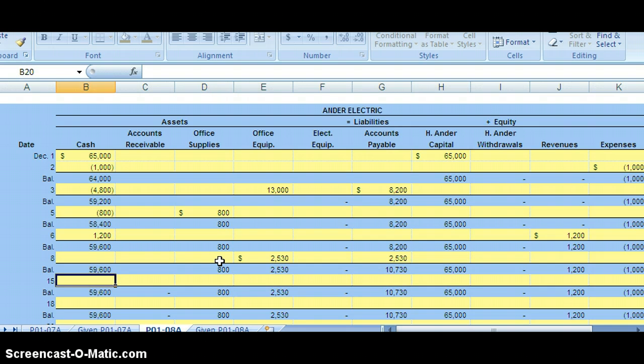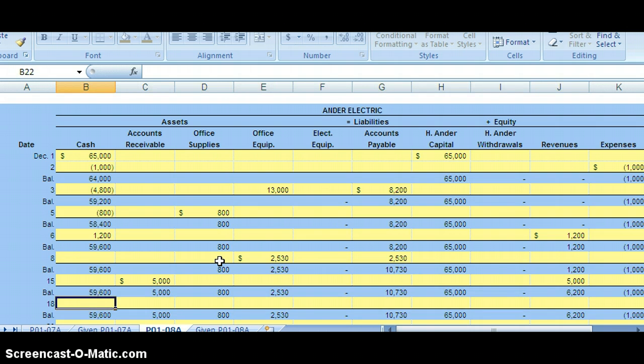On December the 15th, we completed our work, services were rendered, but we didn't get the money in cash. Completed electrical work on credit in an amount of $5,000. So right now, cash is not affected, but we're going to expect that money in the future. So we're going to put accounts receivable as an increase in our assets, and we're going to increase equity in our revenues of $5,000.